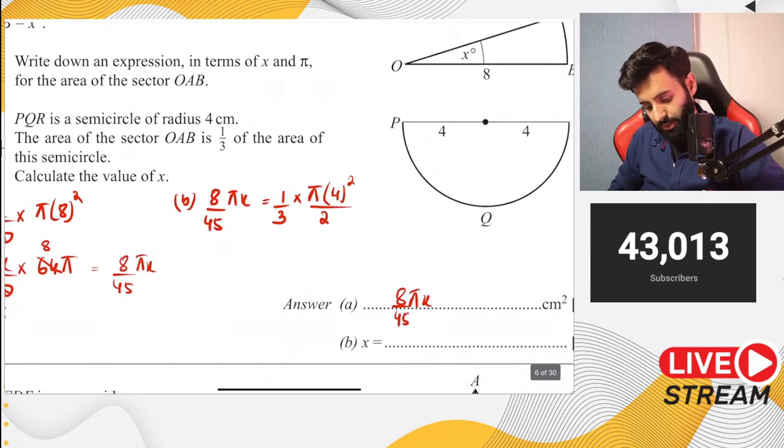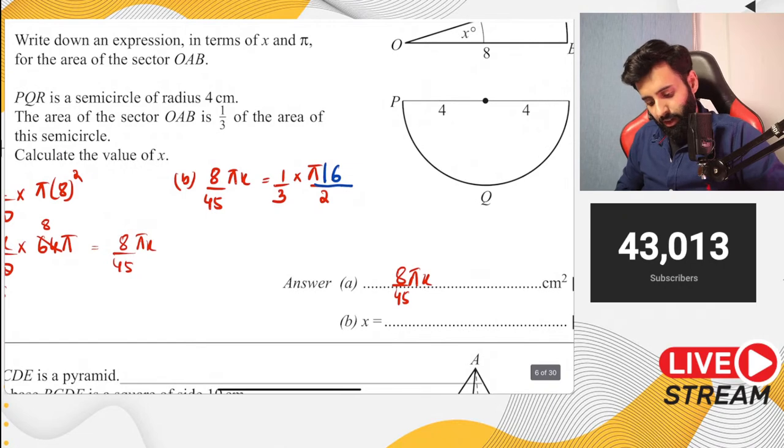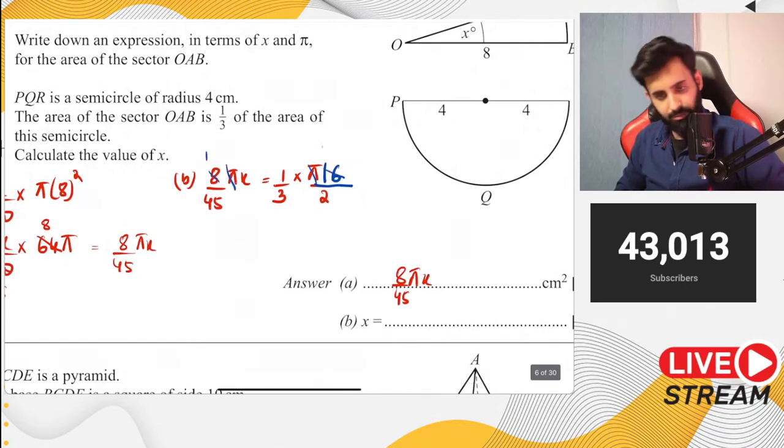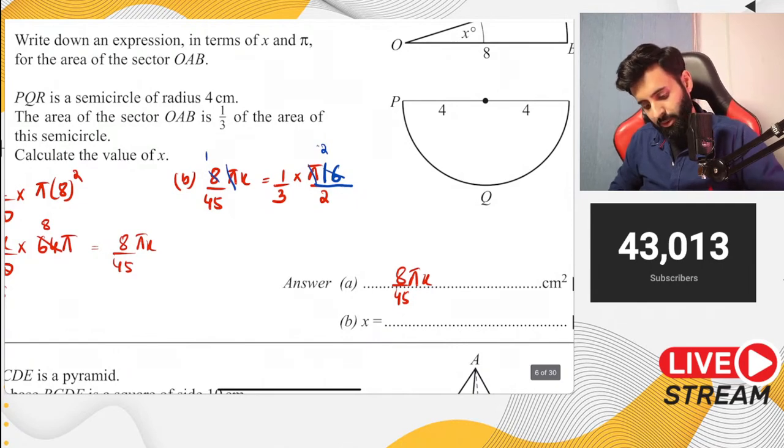Now let's do a bit of simplification over here. The first thing I'm going to do is change this 4 square to 16. Now let's cross out the pi's. 8 ones are, 8 twos are. This 2 and this 2 get cancelled out.